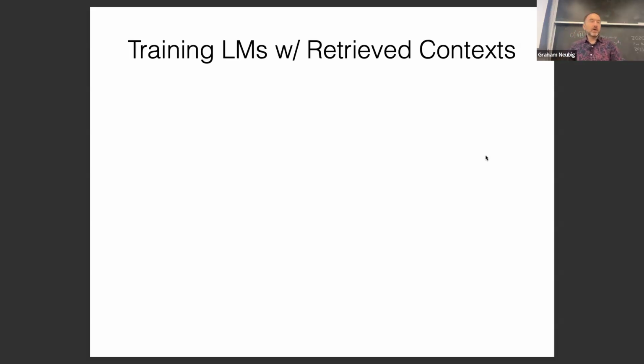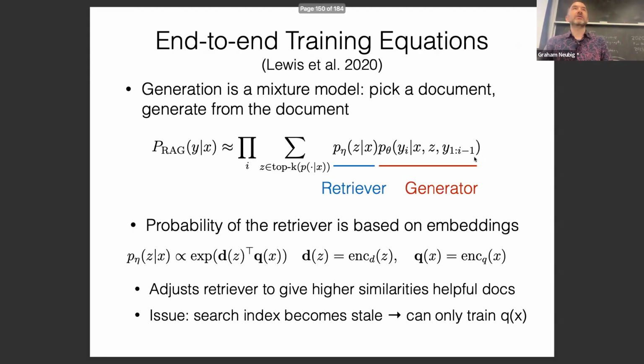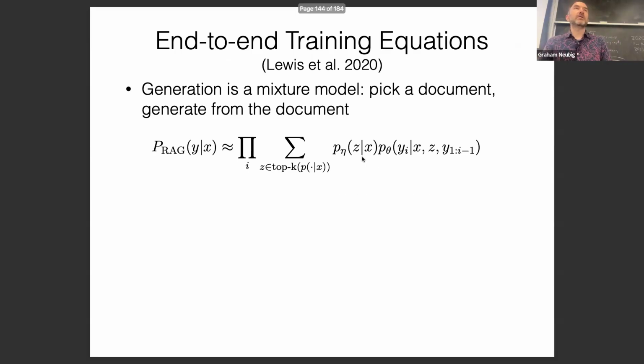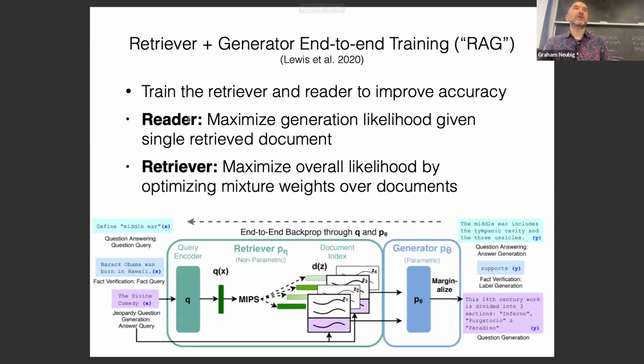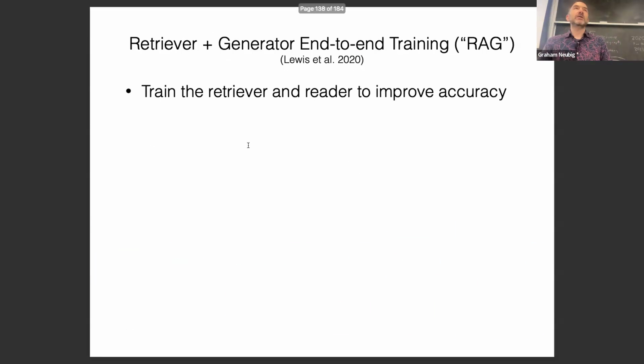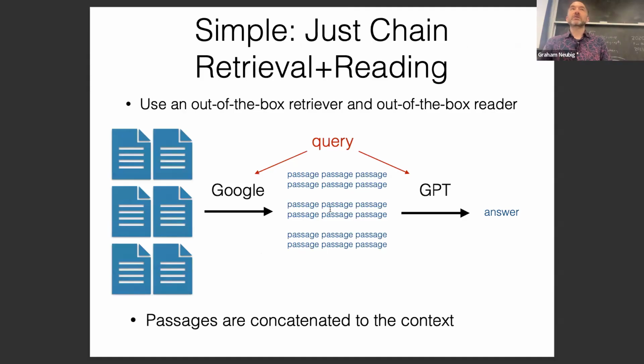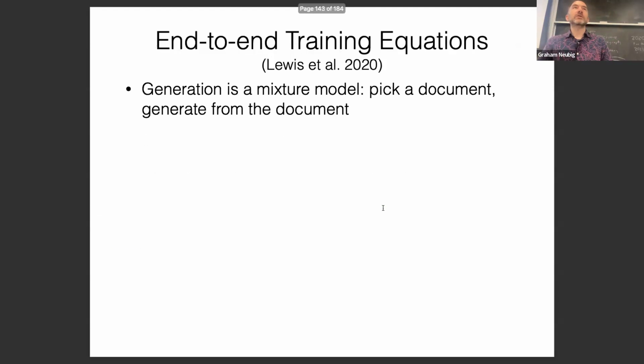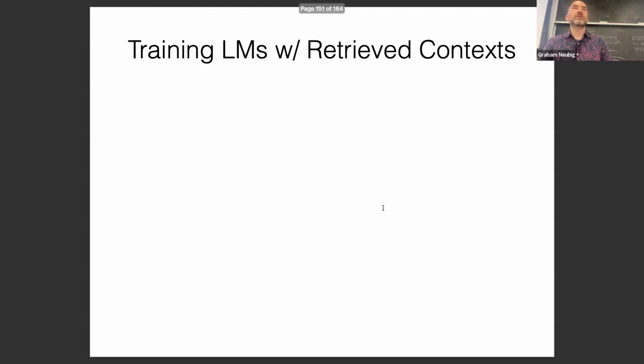Okay. Another thing I should talk about is training LMs with retrieved context. As I mentioned, in this method we train the reader by maximizing the likelihood given a single retrieved document. But in reality, when we build models nowadays, usually we pass multiple documents or multiple passages into the models. So there are other ways to train retriever models.